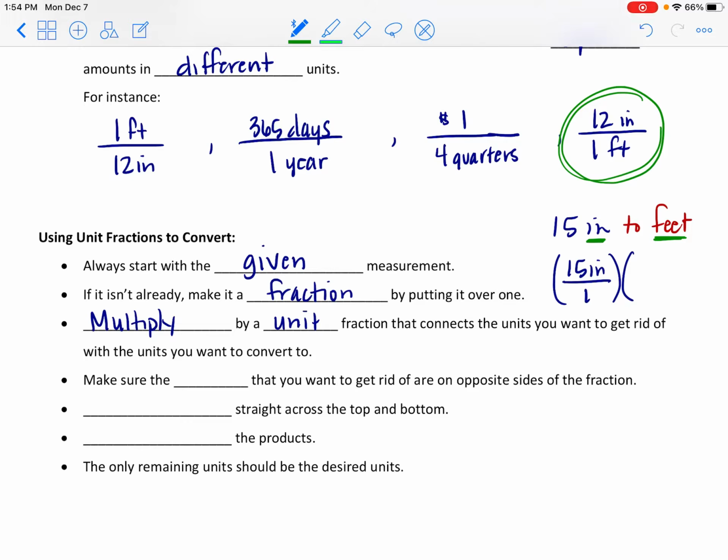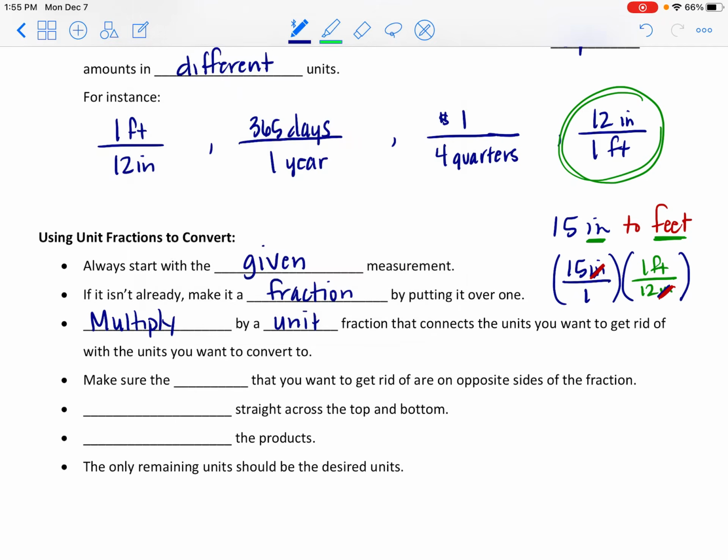The question is, do I use 12 inches in 1 foot like this, or do I use 12 feet in 1 inch? And the answer is the way I have it in here right now. You want to get rid of the inches and end up with feet. So you need the inches to be on opposite sides of the fraction. If the units are on opposite sides of the fraction, then they will cancel.